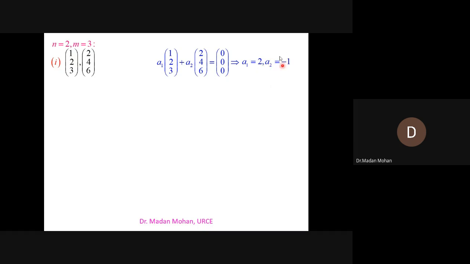So I can give non-zero values. So it depends on it. Scalar multiple. When you have two vectors, you can easily observe that's a scalar multiple. When you have more than two vectors, it becomes difficult to identify. When you have only two vectors, you can easily observe with any dimension.